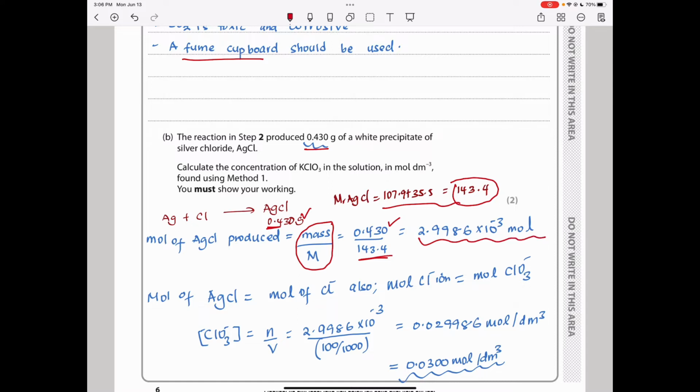And then to find the moles of silver, since we have the moles of silver chloride, you need to know that the moles of silver chloride are going to equal the moles of silver due to this reaction.